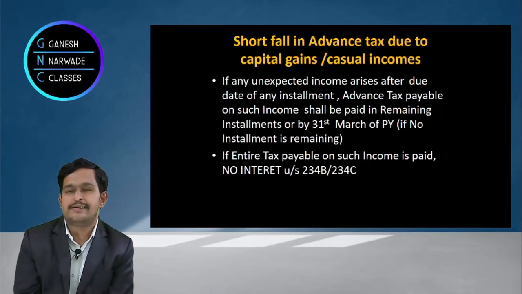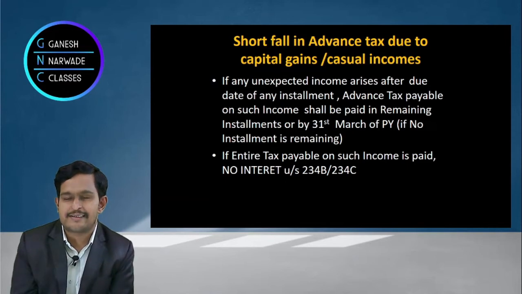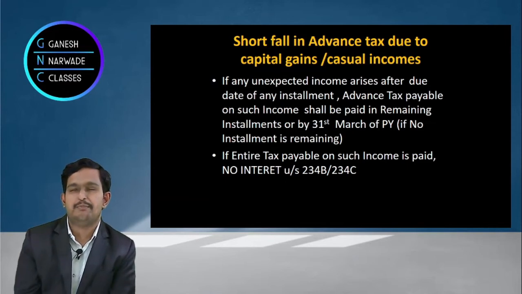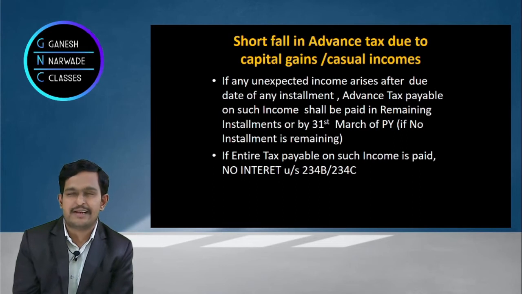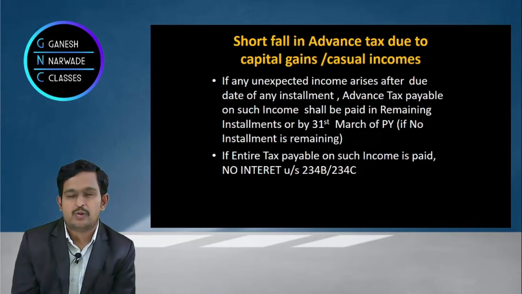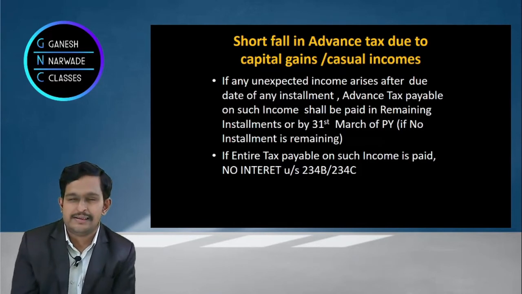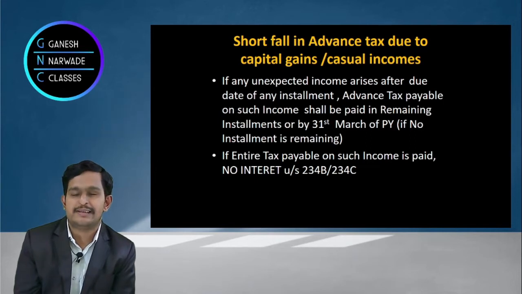And if you do this, then no need to pay additional interest. Suppose for example your installments are already over. March 15th is also over. No tension. You can pay by March 31st. So if this type of thing happens because of the revision in estimates and you pay in the next immediate installment, if there is no installment left by 31st March, then you can happily, relaxedly, what you can do?